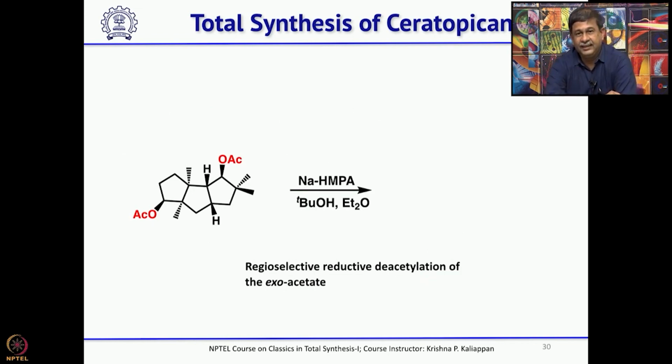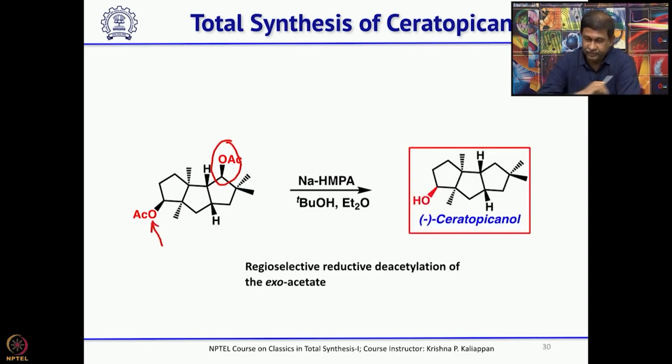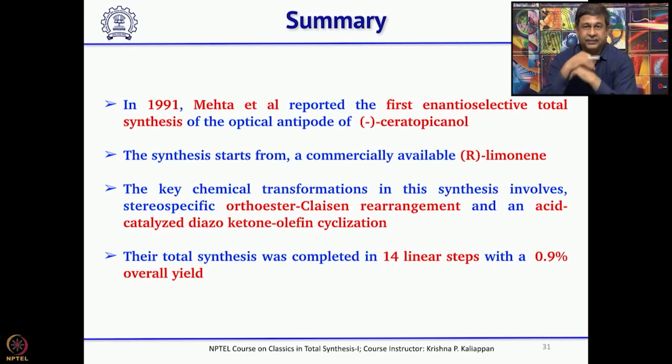So, this is a highly regioselective reductive deacetylation. So, the reductive deacetylation takes place here, but at the same time this hydrolyzes only the acetate to give the natural product, that is ceratopicanol. So, to summarize, if you look at this total synthesis, he started with commercially available R-limonene, a monoterpene, and then in a few steps you could convert that limonene into a 5-membered ring, and then he used 2 key reactions. One is the orthoester Claisen rearrangement, then acid catalyzed diazoketone olefin cyclization to form a cyclopropane followed by opening of the cyclopropane to construct the second 5-membered ring, and then the third 5-membered ring was constructed using acid catalyzed cyclization.